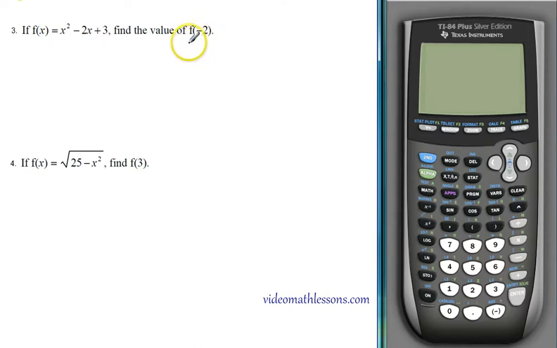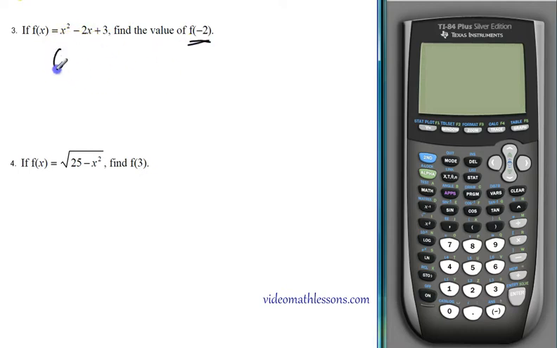Try it again. Now we've got just a single function this time, so that's pretty easy. But now the functions are getting a little harder. So now this is a quadratic. You can tell it's a quadratic because of the power 2. It's squared. The graph of a quadratic would be a parabola. So let's just plug in negative 2.